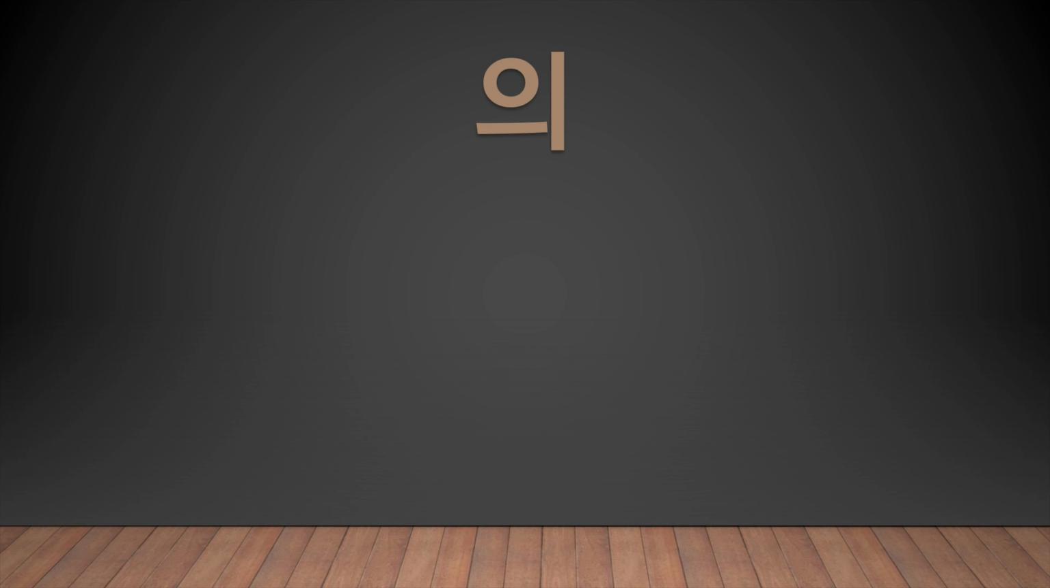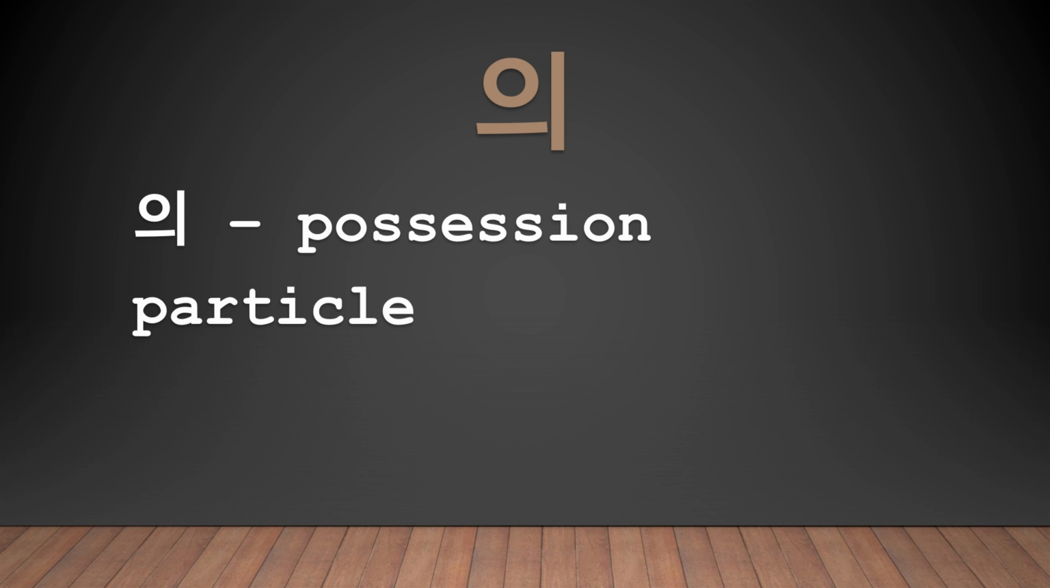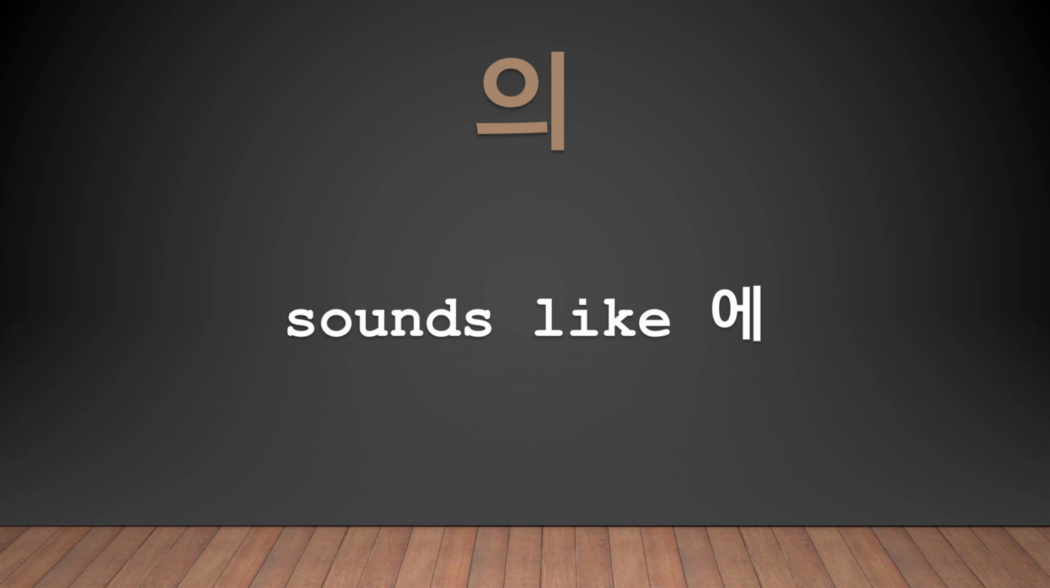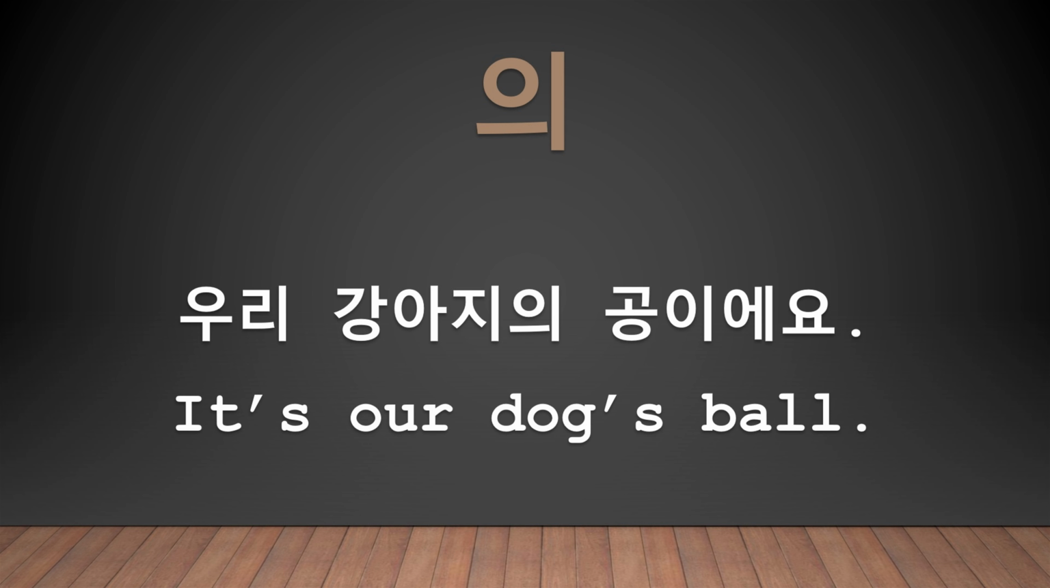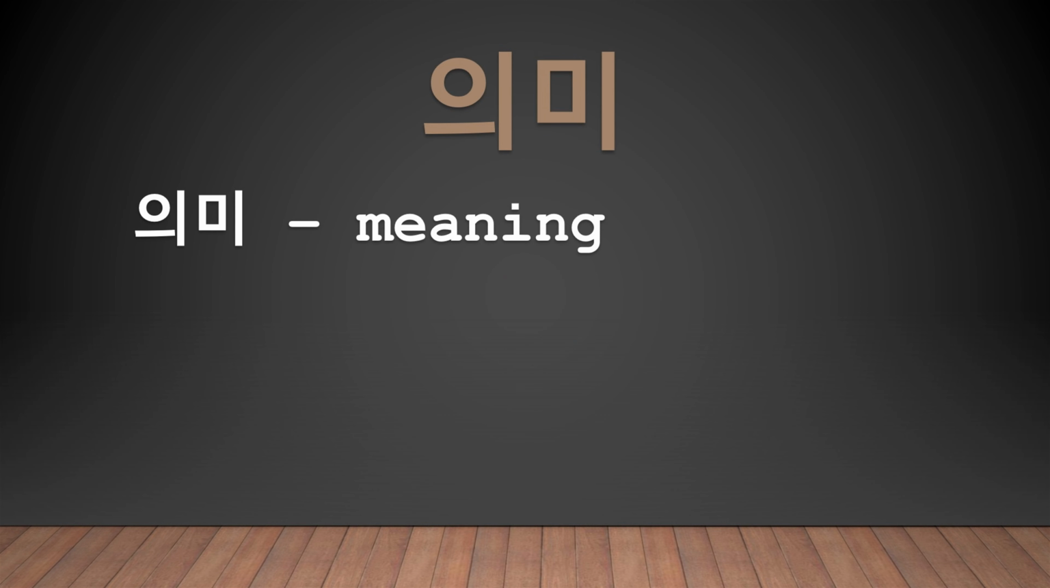Alright, great job everyone! Finally we made it. Since you have made it this far, I'll throw in a little bonus pronunciation rule. 의, which is the possessive particle, is commonly pronounced as 에. So if I were to say 우리 칸가지의 공이에요, the possessive particle isn't pronounced as 의, but 에. This only applies if the syllable falls in the middle or the end of the word. However, if I were to say 의미, you always pronounce it as 의.